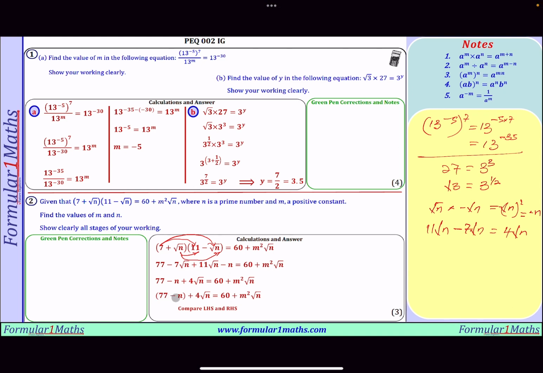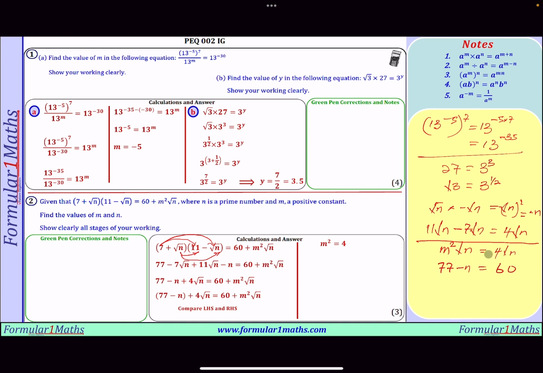77 minus n will be rational, and so we can equate that to the rational part of the right-hand side. 4 root n is irrational, and m squared root n is irrational. So by comparing both sides of the equation, we can say that m squared root n is equal to 4 root n. We can also say that 77 minus n is equal to 60. So using these two equations, we can go and solve for both m and n as follows. So m squared, as we can see here, is equal to 4.